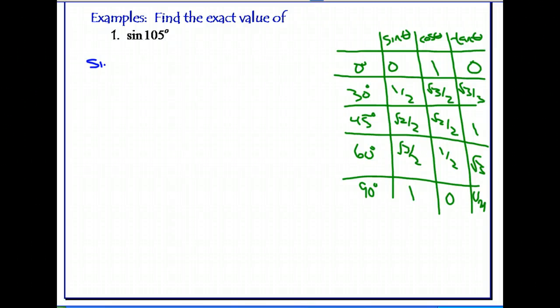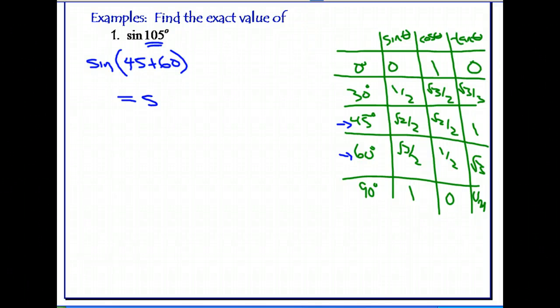Sine of 105. Well, 105 degrees, I look over here. How do I get 105 degrees? How about a 45 and a 60? So I'm going to write this as the sine of 45 plus 60. Well, can't that equal just the sine of 45 plus the sine of 60? No, that's the point we made on the previous page. That's why we learn these identities.